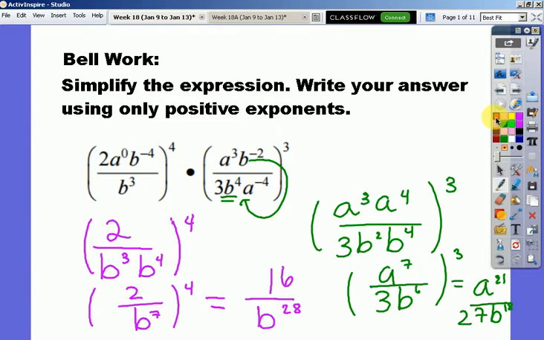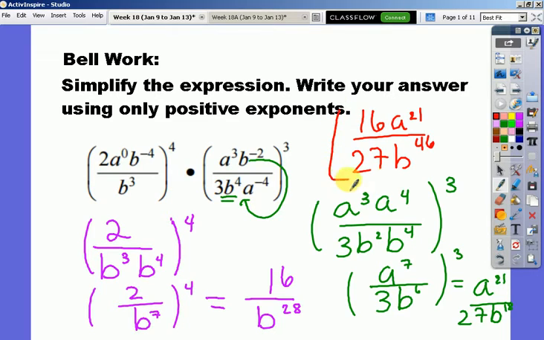I have to multiply them. So when I multiply the 16 over b to the 28th power and the a to the 21st over 27 b to the 18th, what do I get in my numerator? 16 what? A to the 21st divided by 27 b to the, I'm adding the 28 and the 18, which would be what? 46. B to the 46.